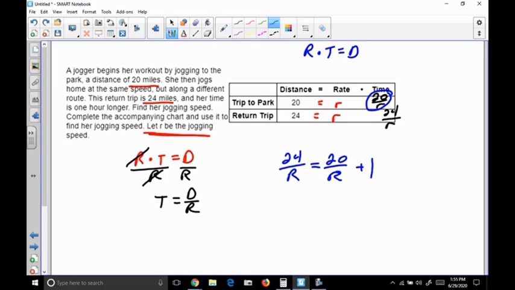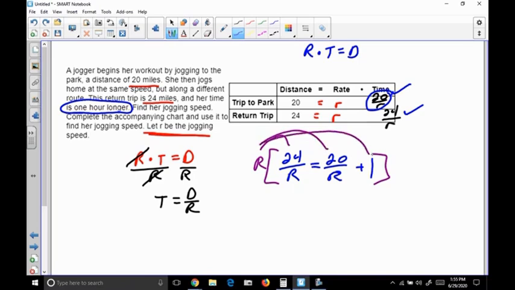So we just use that relationship to write an equation once we had an expression for both times. Now we solve that equation. We have fractions with r on bottom. We want to make r's go away. So we're going to multiply each term by r.